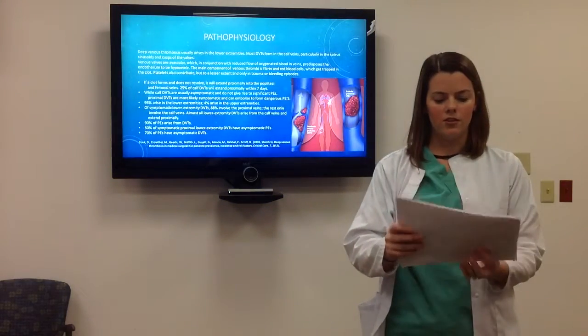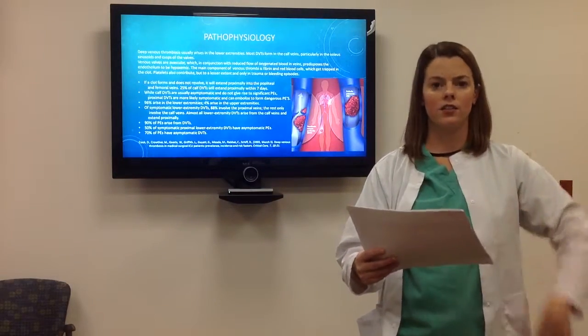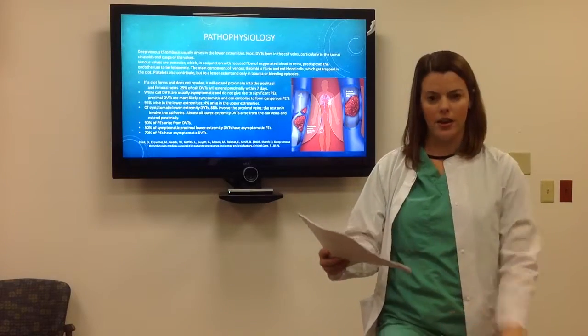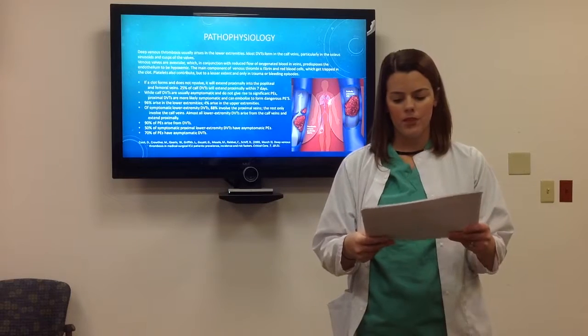So the pathophysiology behind this, most DVTs form in the calf veins in the lower half of the body, and that's why we have SCDs on the calves. We also have the ones that go on the thighs.